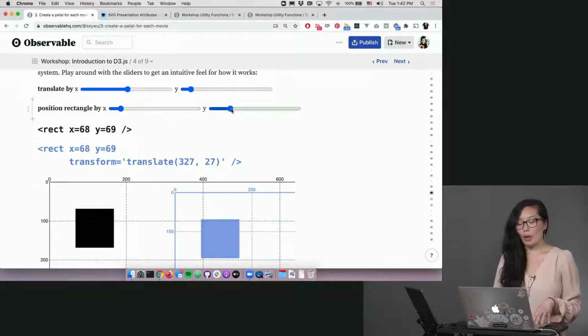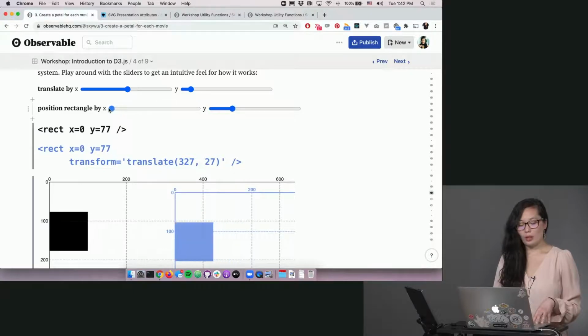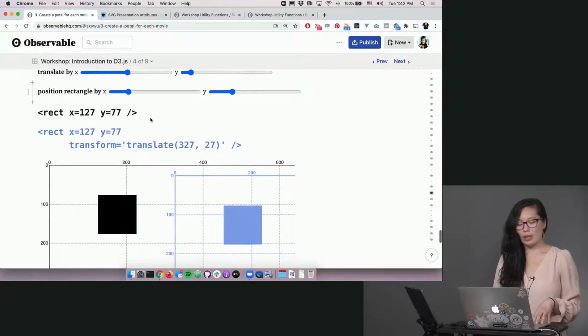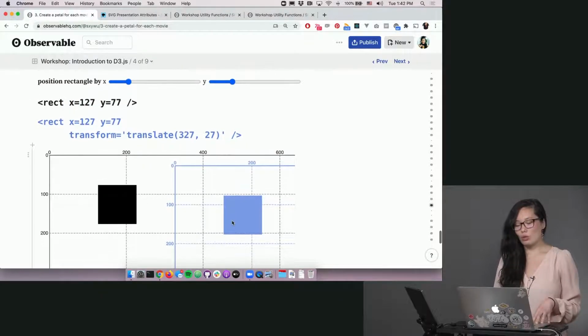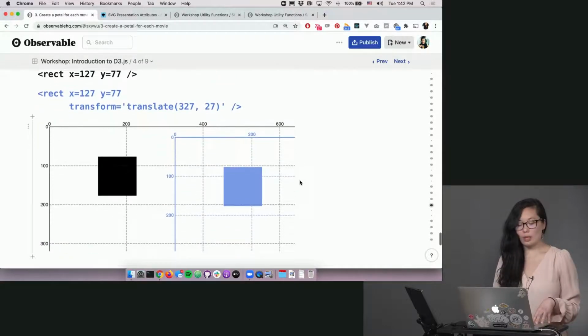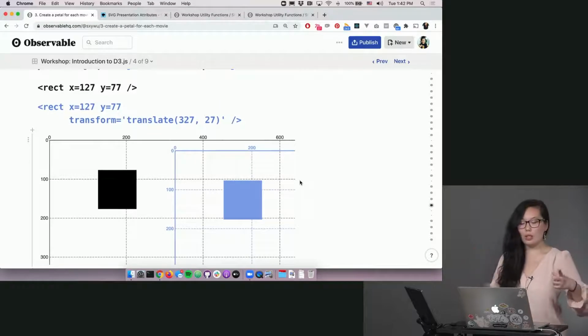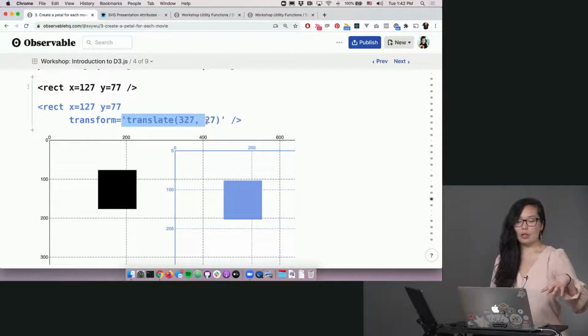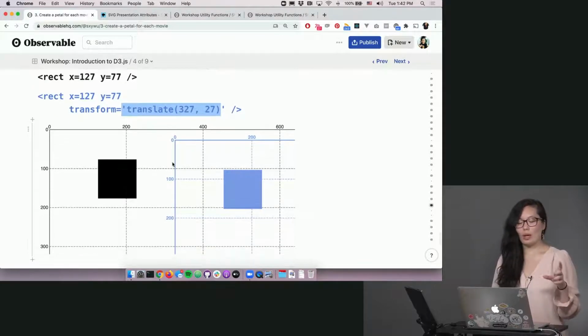And then alternatively, if we update the X and Y position of this rectangle, you can see that even though the XY positions are exactly the same, these two squares are at completely different places in our SVG. Even though it's the same SVG container, just applying this transform translate will change where both of these squares are.